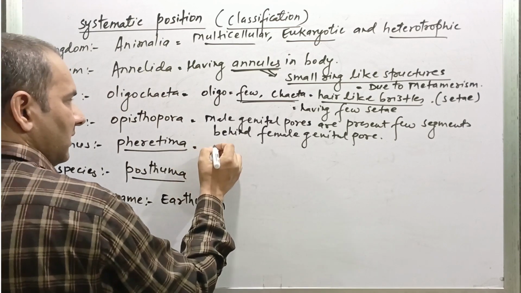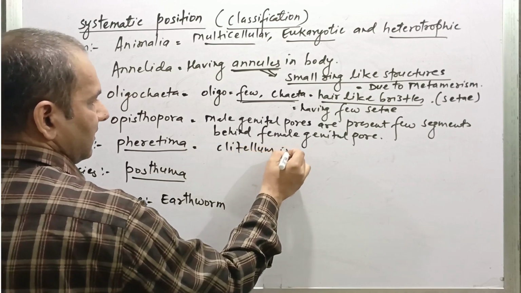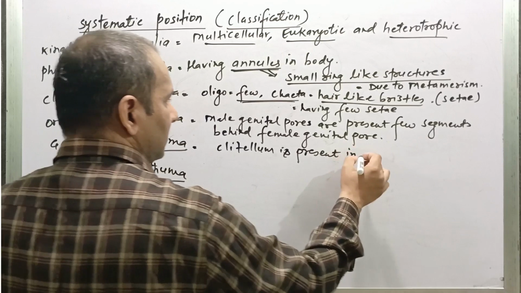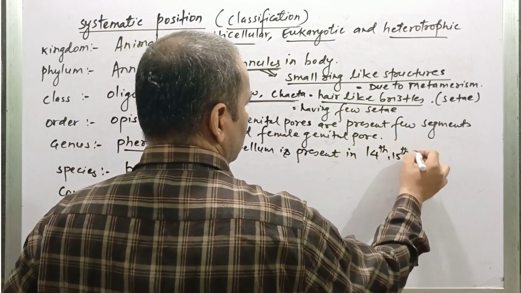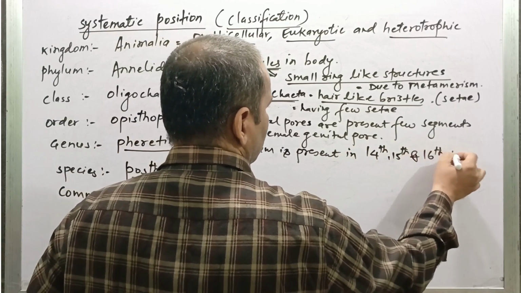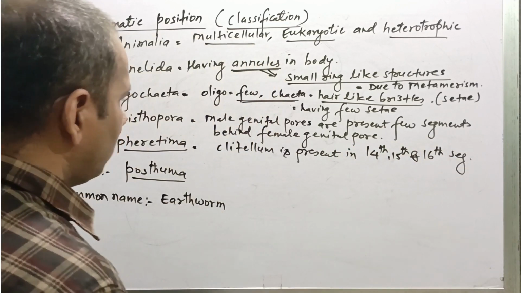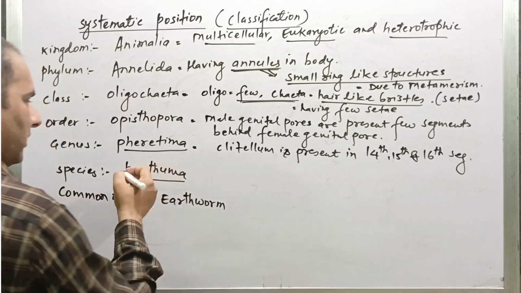Pheretima means clitellum is present in 14th, 15th and 16th segment. Clitellum is a glandular band which is present in 14th, 15th and 16th segment in Pheretima.